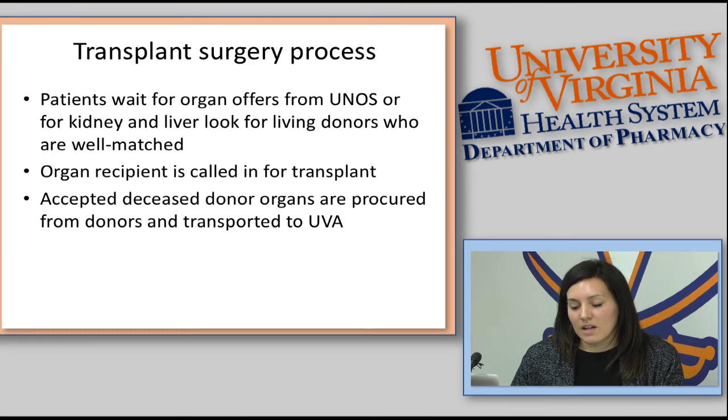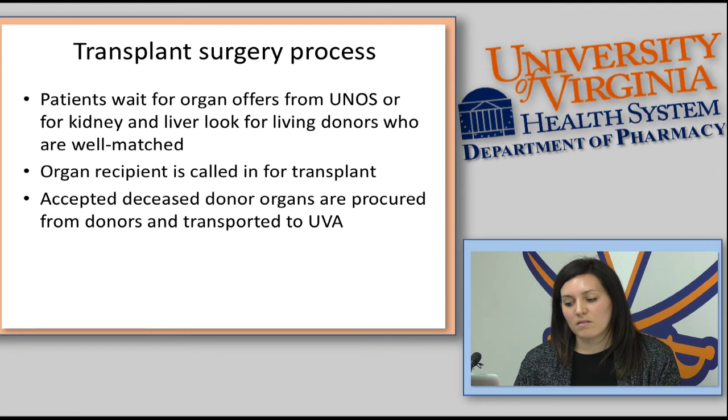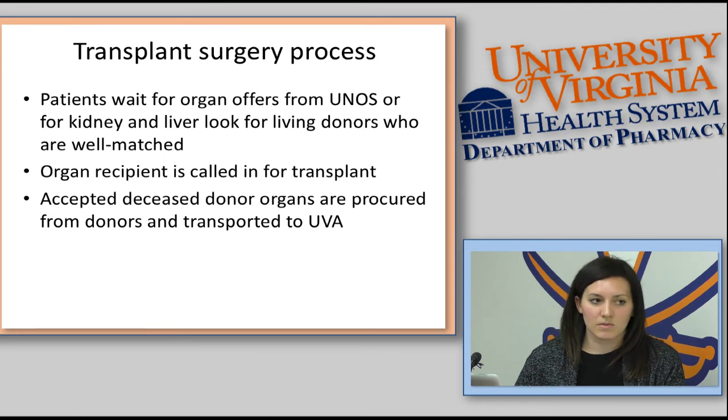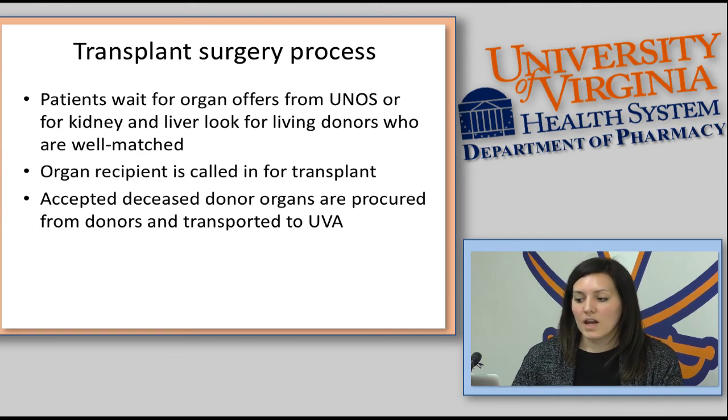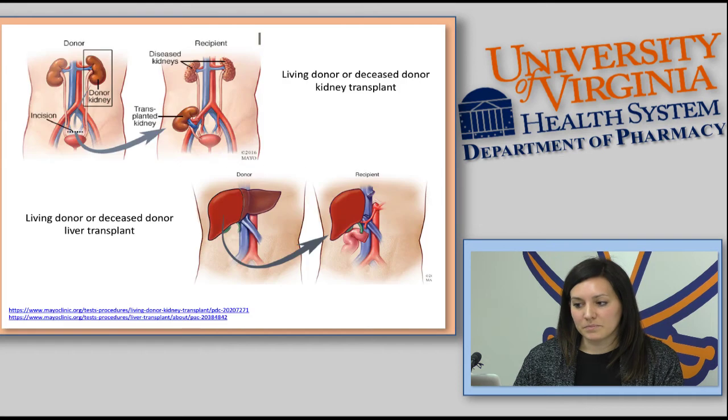So if the donor organ is accepted by our center and the recipient is available, then the donor organ is procured and it's transported to UVA. Sometimes it's flown in or driven depending on where it's coming from. And then the transplant can occur.